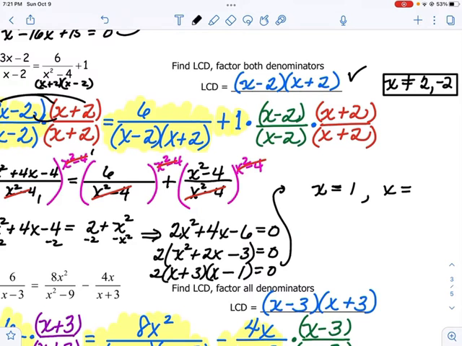Now I skipped the part where we say x plus 3 is equal to 0 or x minus 1 is equal to 0. Hope you guys got that. Because remember, it was x minus 1 equals 0, x plus 3 is equal to 0. So it produces those two answers then. Okay?